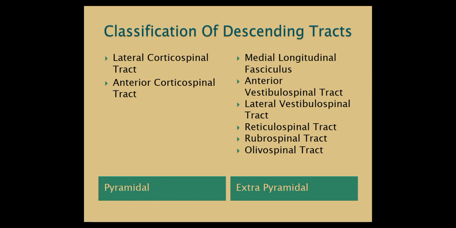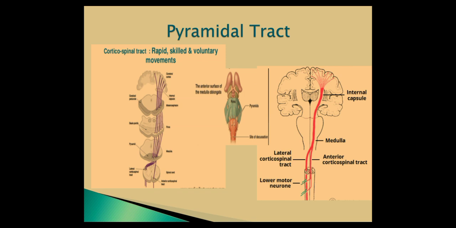In the extrapyramidal tract, some of the examples are the medial longitudinal fasciculus, anterior and lateral vestibulospinal tract, reticulospinal tract, rubrospinal tract, and olivospinal tract. We can discuss elaborately about the pyramidal as well as the extrapyramidal tracts. First, we focus on the pyramidal tract.